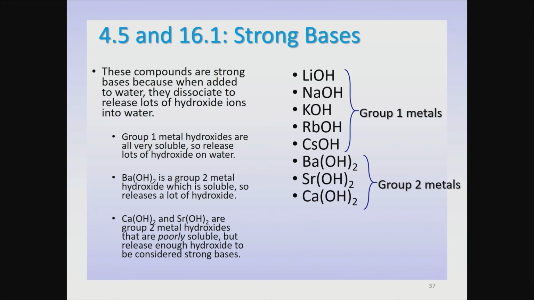Now we have some other bases here, which are strong bases. They are compounds where you have a hydroxide bound to a group 2 metal. And so here, barium hydroxide, strontium hydroxide, and calcium hydroxide are all considered to be strong bases. Now just to note, barium hydroxide is considered to be a fairly soluble base, and it'll completely dissociate in water producing hydroxide ions. On the other hand, strontium hydroxide and calcium hydroxide, you may recall from the solubility rules, are considered to be insoluble.